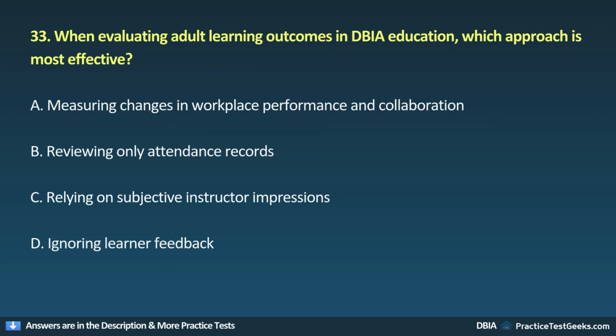33. When evaluating adult learning outcomes in DBIA education, which approach is most effective? A. Measuring changes in workplace performance and collaboration. B. Reviewing only attendance records. C. Relying on subjective instructor impressions. D. Ignoring learner feedback.